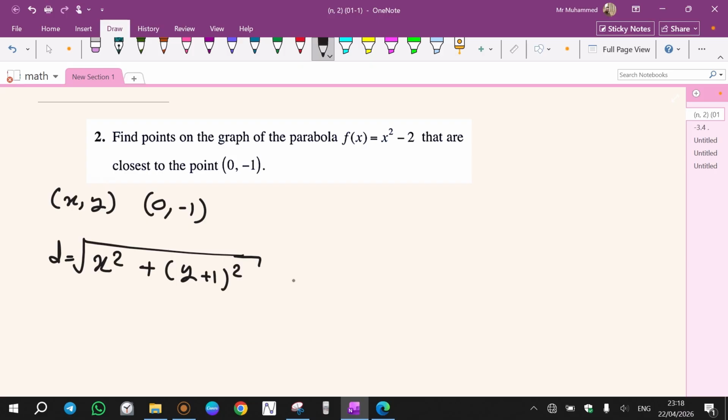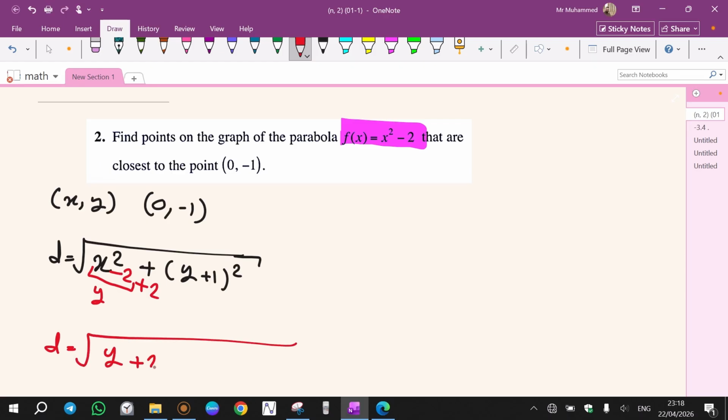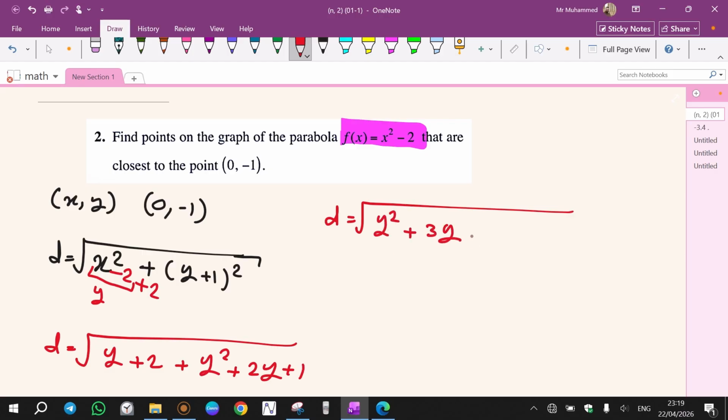Or there is another idea. We can apply it for this question. I can recreate x squared minus 2 by writing minus 2 plus 2. This whole x squared minus 2 becomes y. Then I have distance equal to y plus 2, plus, expand this one, y squared plus 2y plus 1. Simplify, distance equal to y squared plus 3y plus 3. Take derivative, 2y plus 3 equal to 0, y equal to negative 3 over 2.